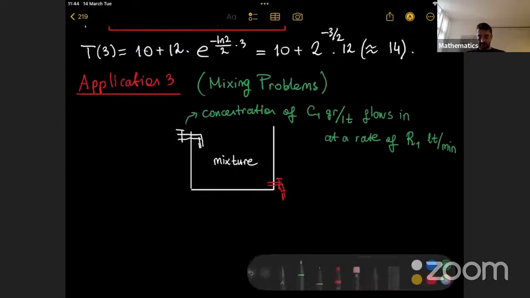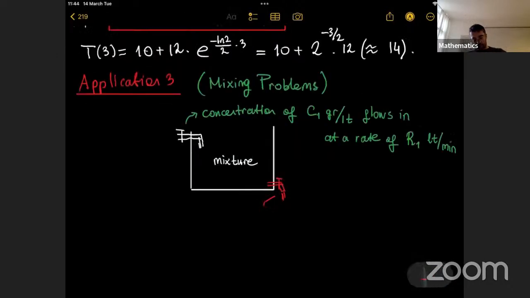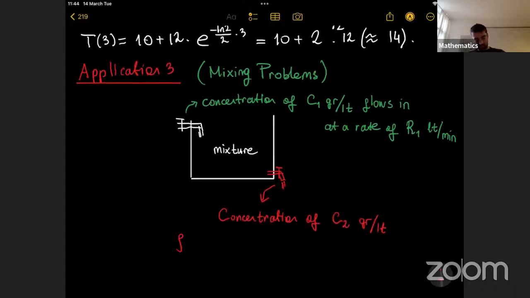And at the same time, here, some concentration of C2 gram per liter flows out at a rate R2 liter per minute. So R1 and R2 are given, okay?